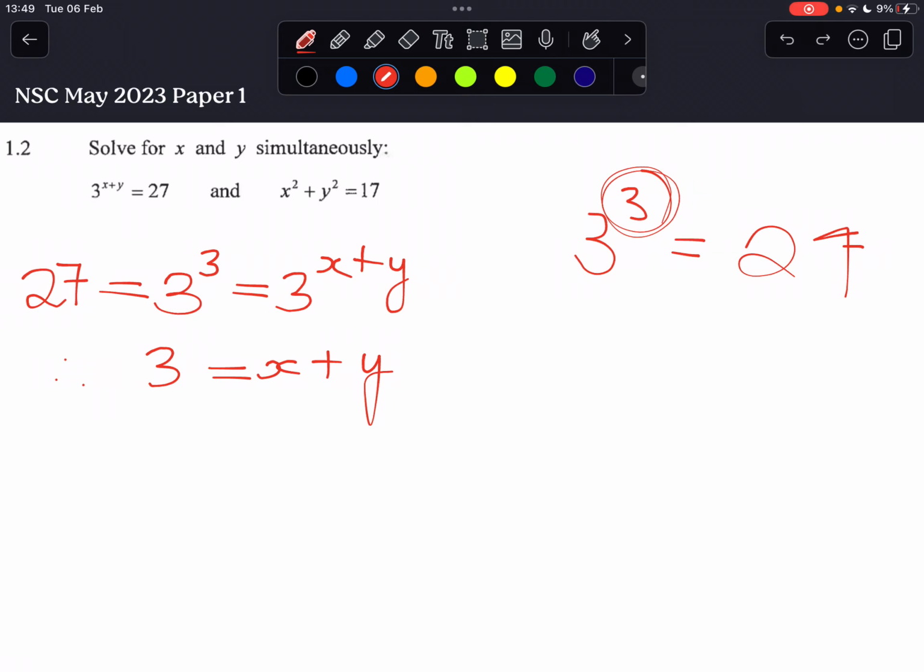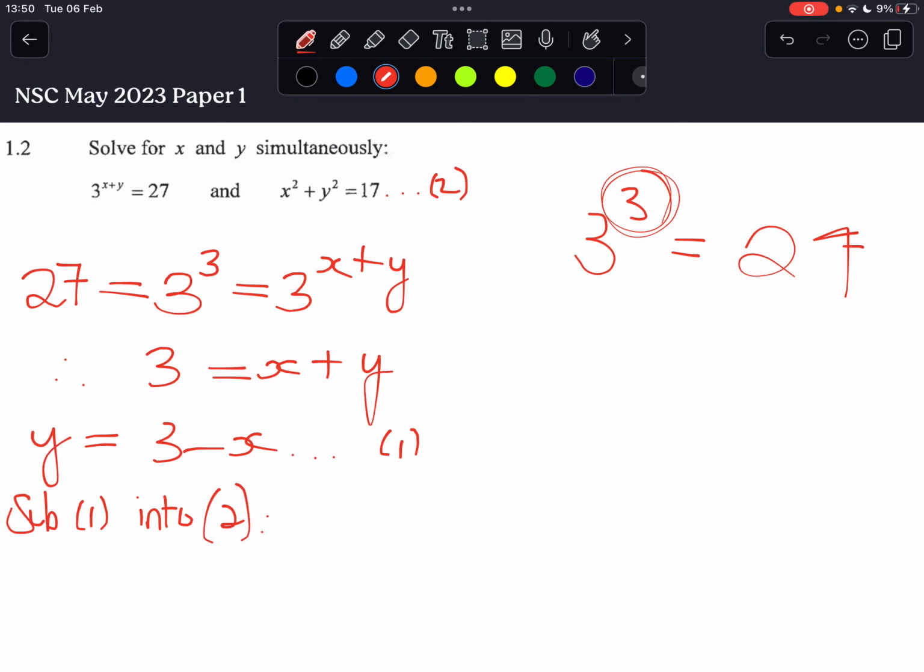So we can go about this question like we normally do. I'm going to rewrite this so that y is the subject, leaving y by itself over here. So this equation becomes y is equal to 3 minus x. That can become our little equation number 1. You take that and you sub it into the second equation, which is that guy. So we're going to replace the y with 3 minus x.